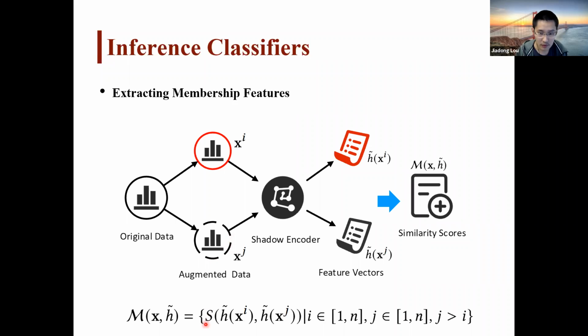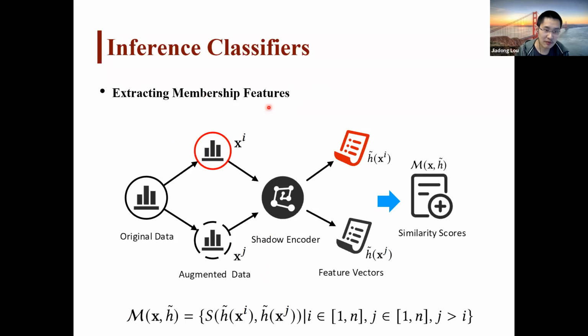Formally, they use S to represent the similarity between two feature vectors. In this paper, they omit the explicit dependency on X of these two augmented data, and they just calculate half of the similarity scores for all the combinations. These similarity scores should tend to be large if the input X is a member of the shadow encoder.